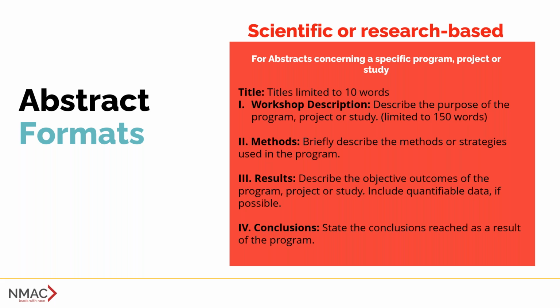So if you're writing on a topic that is scientific or research-based, we ask for the following content: that you have a title that's limited to 10 words, a workshop description limited to 150 words. Here you want to give the description of your study. You want to give the content and a description that goes into the overall picture. And think of this kind of how you would advertise your abstract and your content. What do you want people to know primarily about your content?